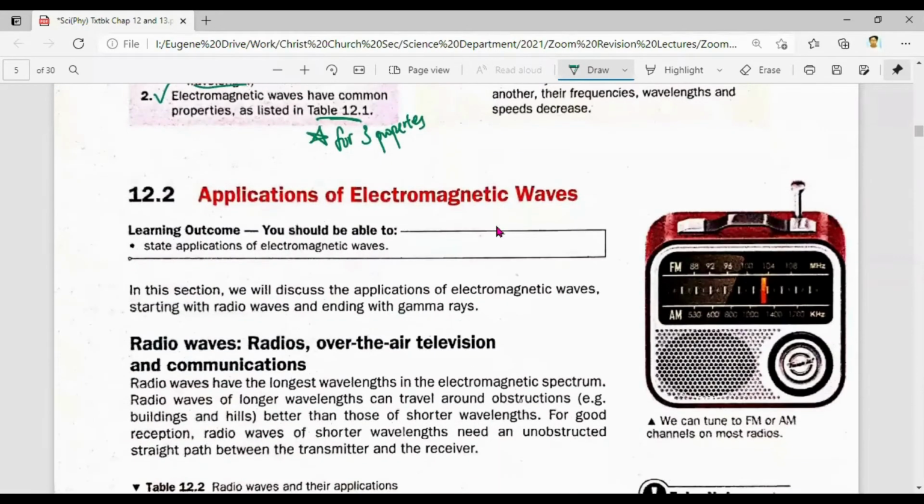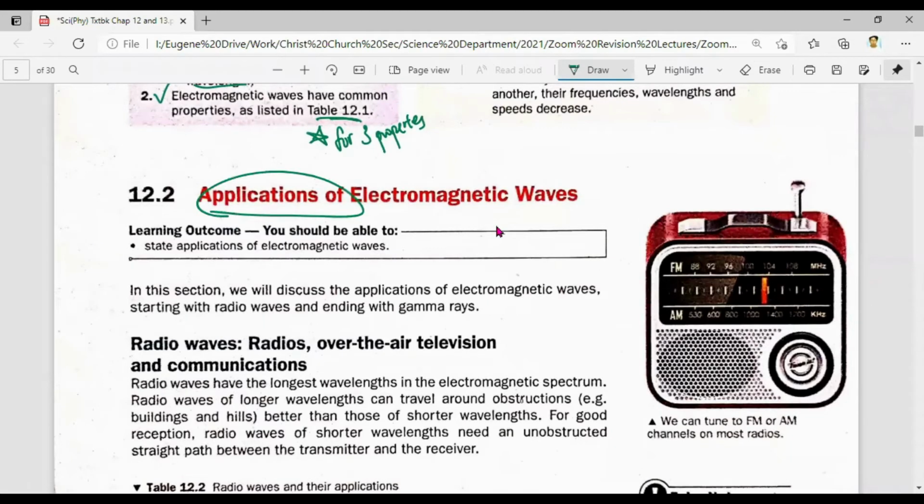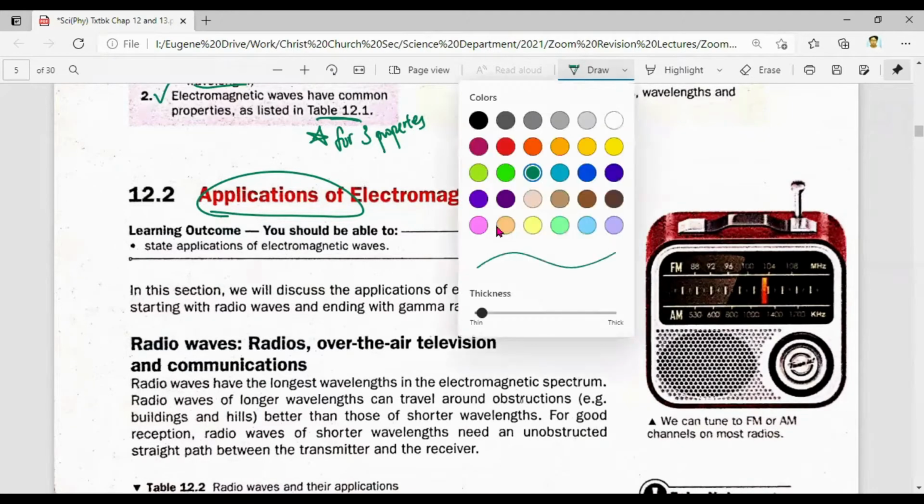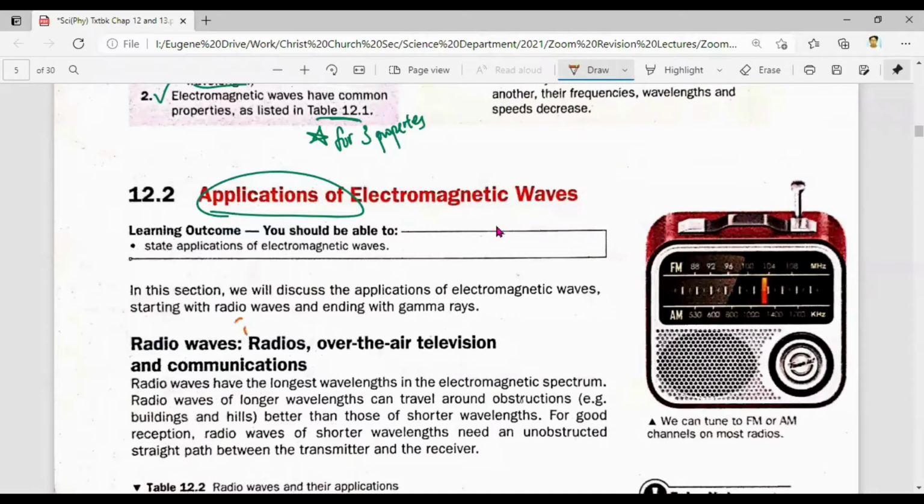Okay, 12.2, applications. Now, in EM waves, the applications are important. Okay, you should know what they are used for. So radio waves have a total of 3 main functions, or three main applications. So first one, radio.